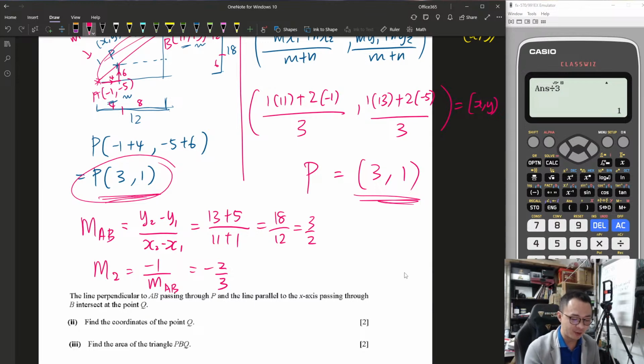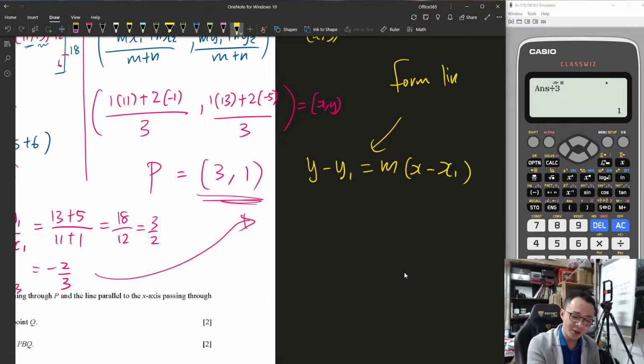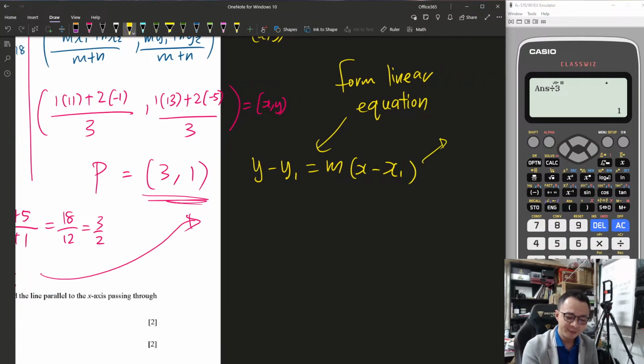Right, then I can form the equation by using coordinate P. So I form the equation y minus y1 equals m times x minus x1. Whenever you want to form any linear equation, you can use this formula, okay? This one actually is a gradient formula; they just move the x minus x1 to the other side. I want to use this equation, and I want to make sure I have the perpendicular gradient, which is negative 2 over 3, and the coordinate P, which is (3, 1). Right, now I have both ready.